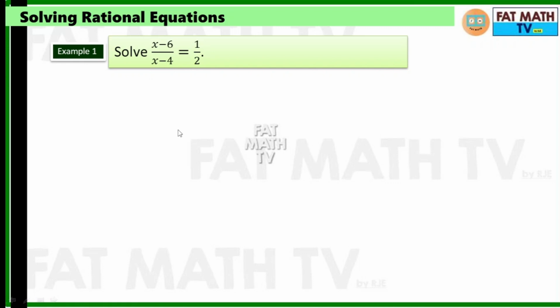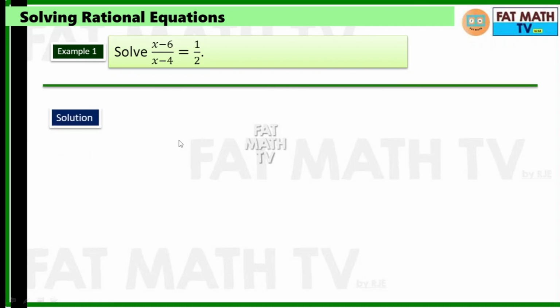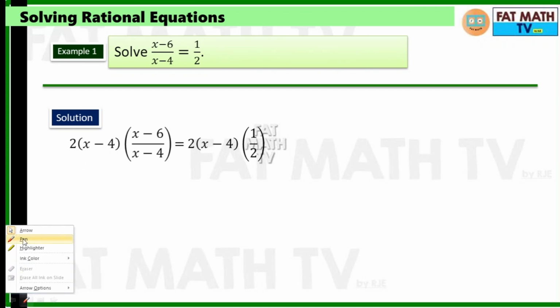So we will multiply the product of 2 and x minus 4 to both sides of the equation. The original equation is x minus 6 over x minus 4 equals 1/2, and we multiply both sides by 2 times x minus 4, to the left and also to the right. The purpose of multiplying the least common denominator to both sides of the rational equation is to get rid of the denominators. Then we can cancel x minus 4 and x minus 4.